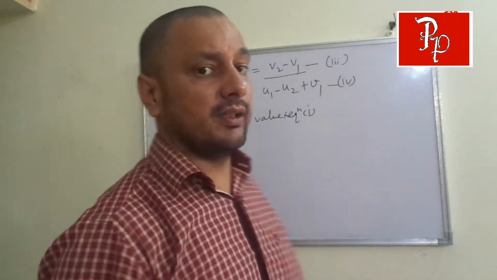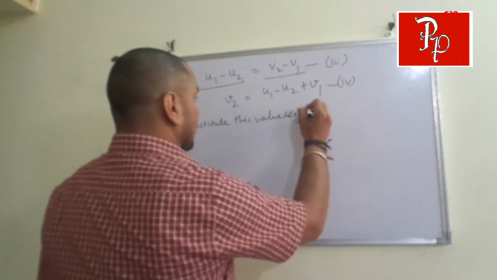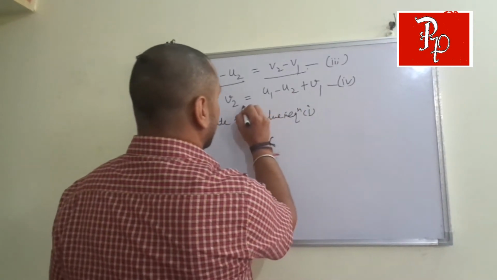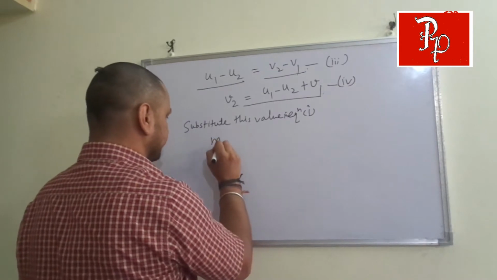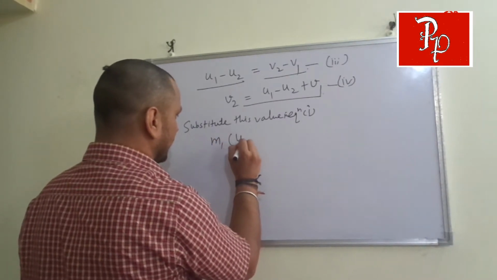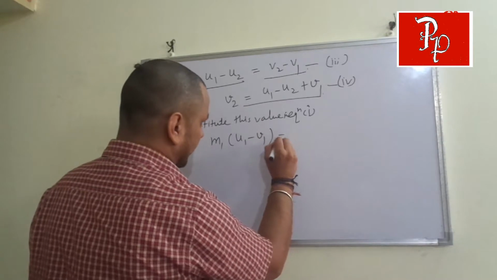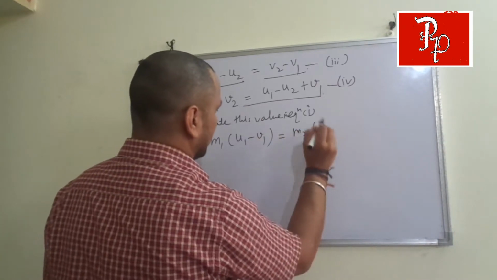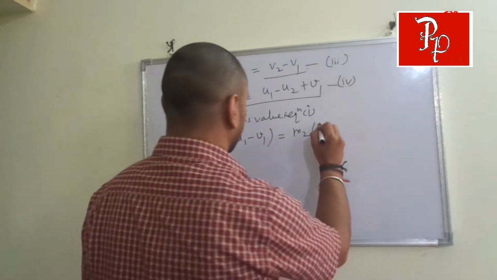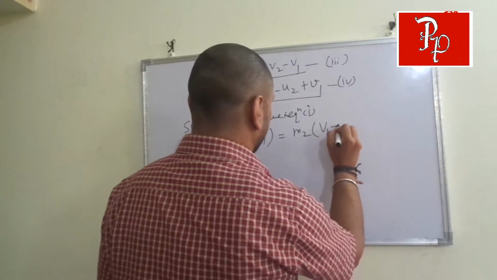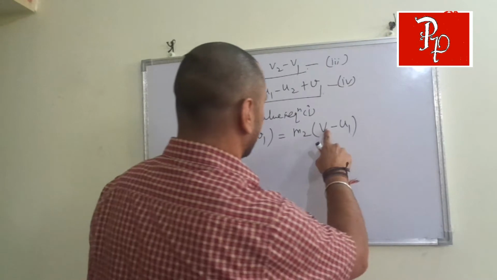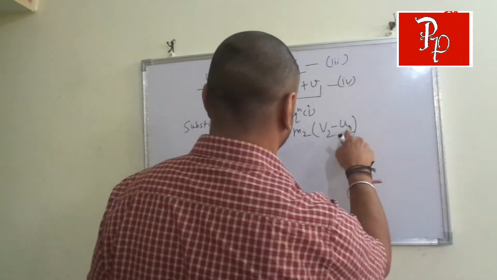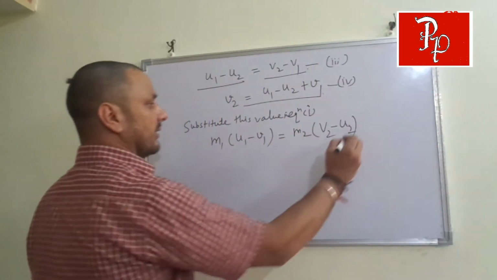जब हम इसकी value equation first में करेंगे, then what will happen? This value when you put in equation one, that was your m1 (u1 minus v1) and it is m2 (v2 minus u2). This is your equation number first.